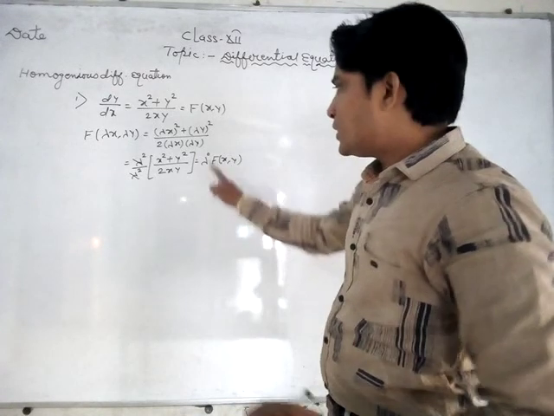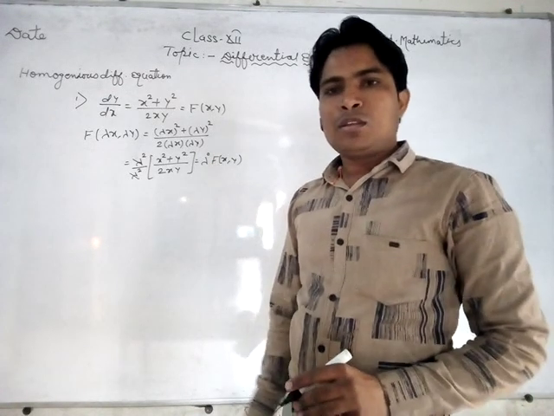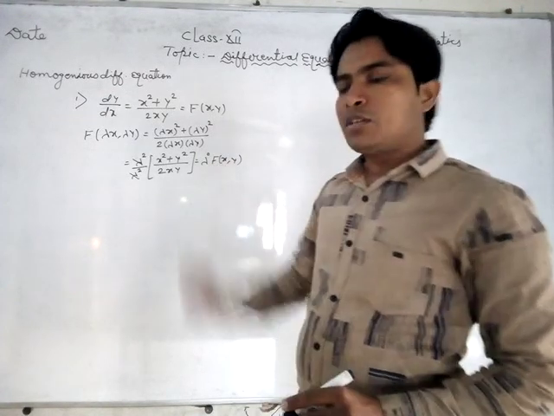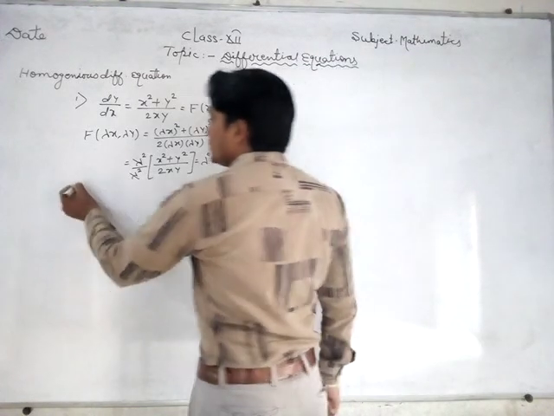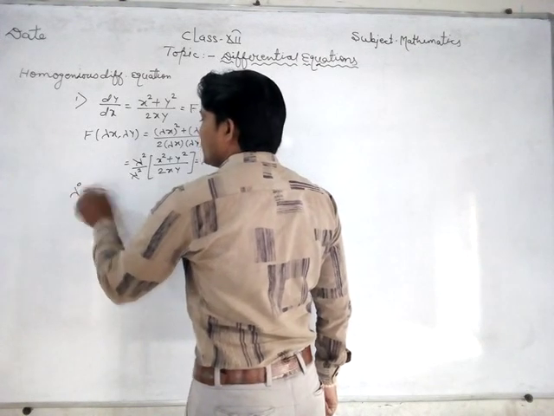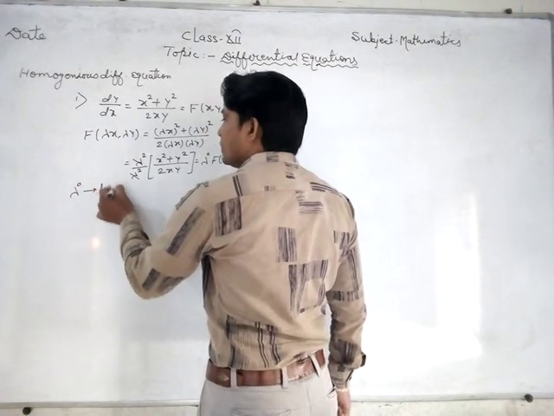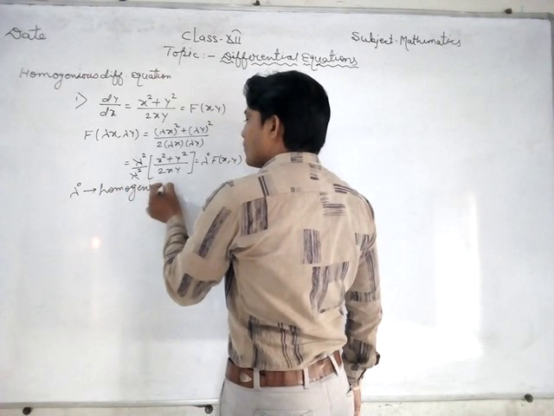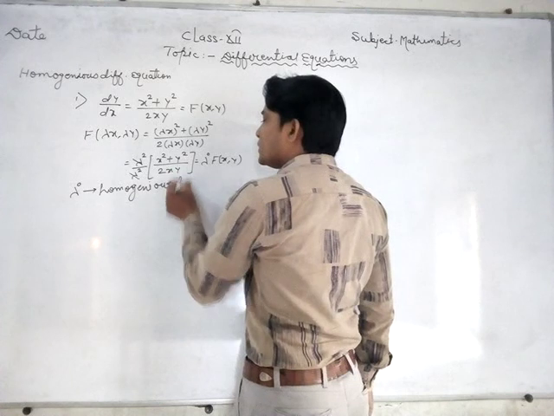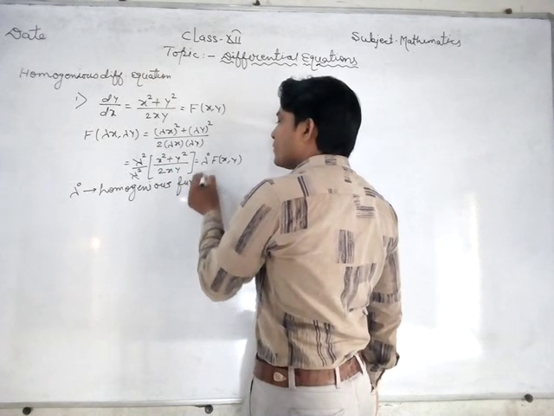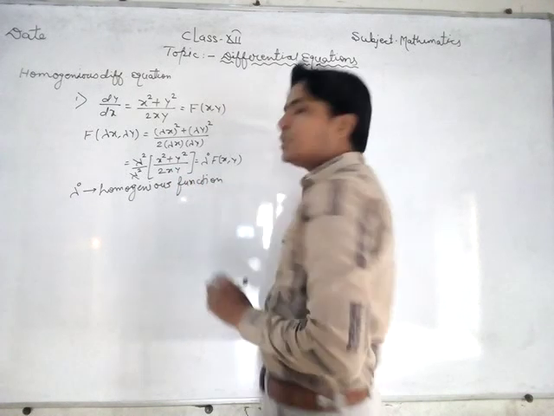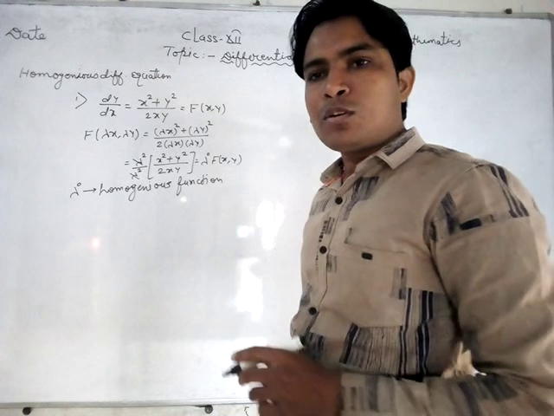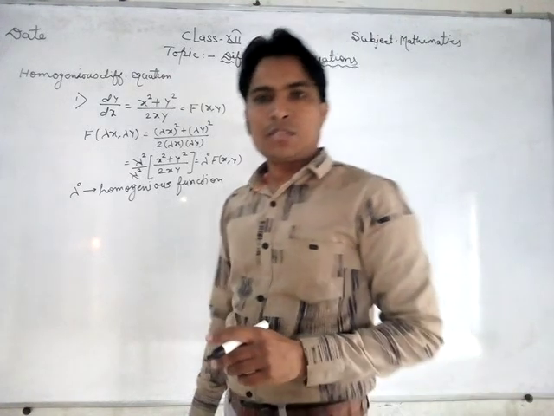It means lambda and lambda will cancel out, the power is 0, and the function is f(x, y) itself. So lambda to the power 0 shows that it is a homogeneous function, and this differential equation is a homogeneous differential equation.